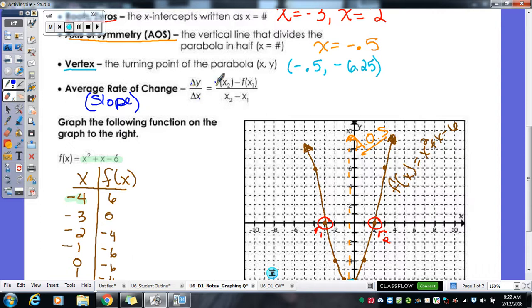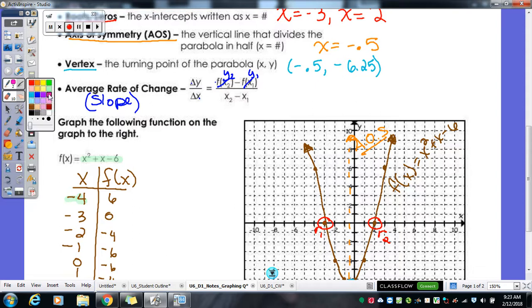Here's the definition that makes people freak out a little bit, but there's no reason to freak out. F of x, we always said, is the same as what? Y. So this is really like y2 minus y1. If you change f of x back to y, they're the same thing. So it's just your slope formula, y minus y over x minus x.